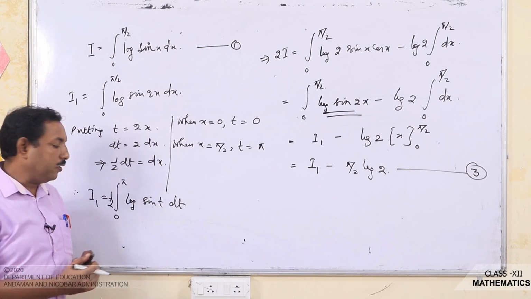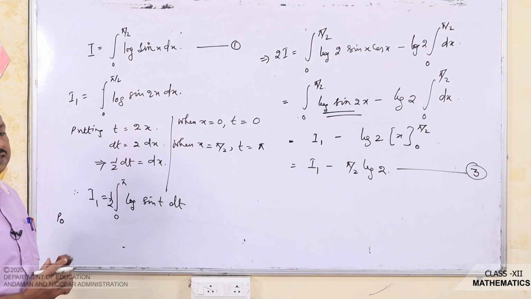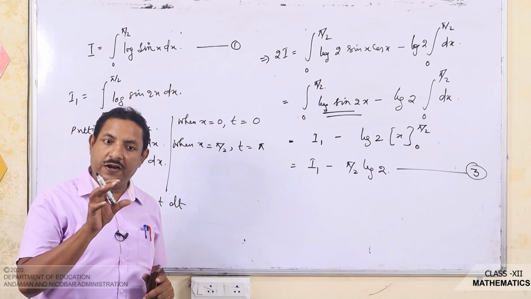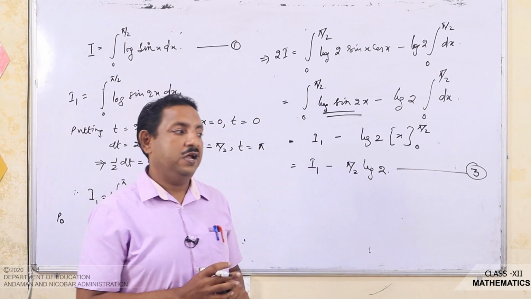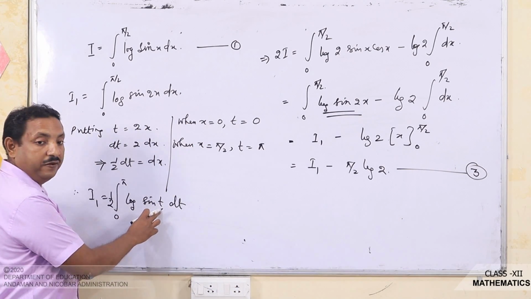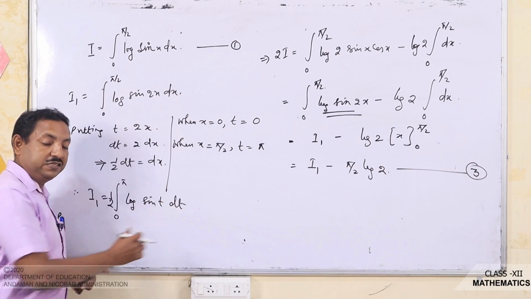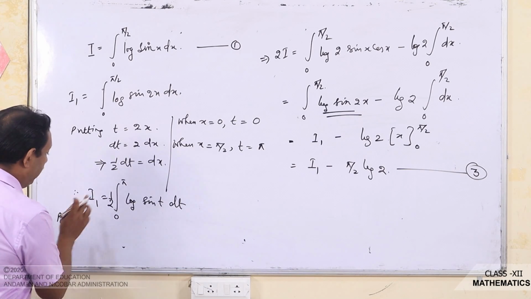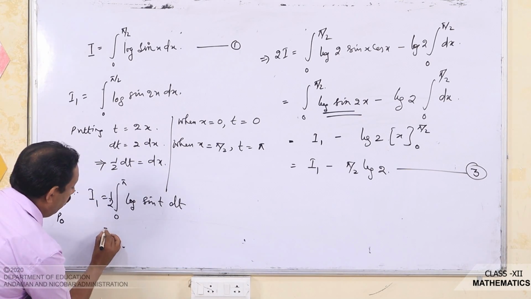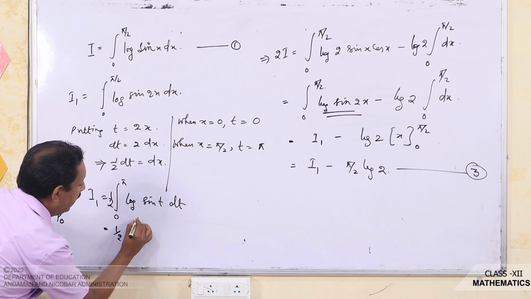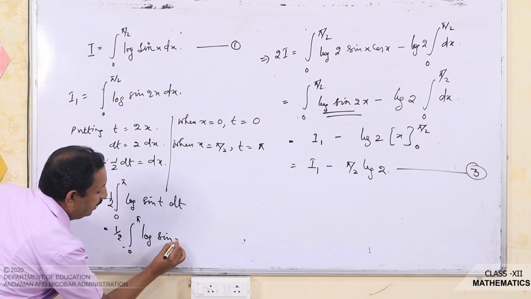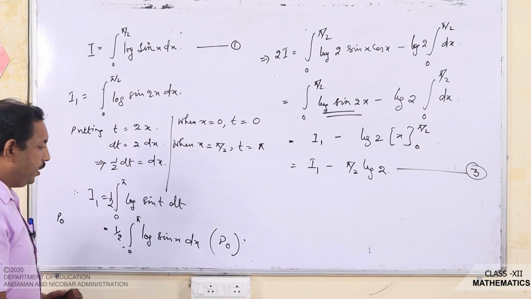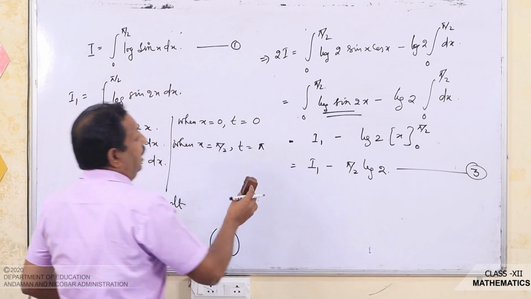Now as we know, our property P0 says that if we change the variable of any integrand in a definite integration, then the value does not change. That means if I change this t with x and this dt as dx, then there will be no change in the value. So we can apply P0 and we can write this I1 as 1 by 2 times 0 to pi log sin x dx by using P0 property.